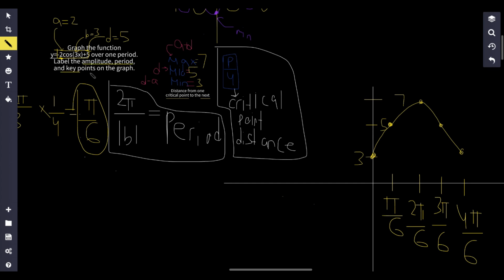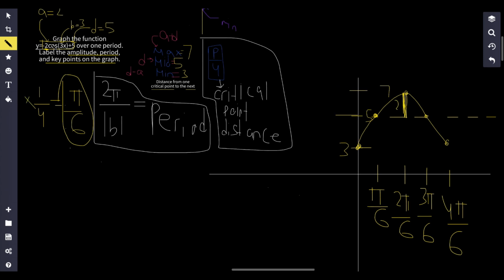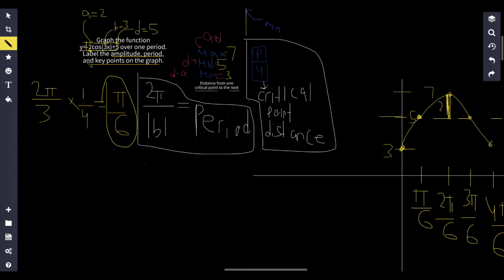For the last problem, I was a little too lazy to do it, but label the amplitude, period, and key points on the graph. Well, we know our midline is at y is equal to 5. So our midline is going to be here, which means our amplitude is the distance from the midline to the highest point, which in this case is 2, and that matches up with this 2 right over here.